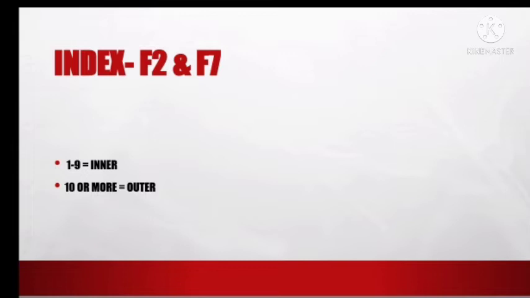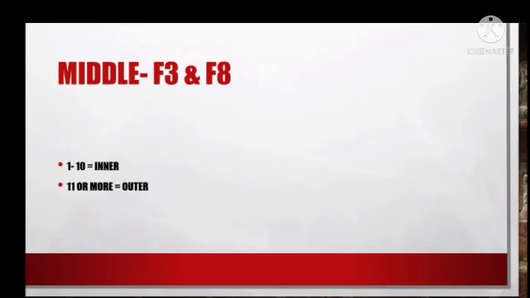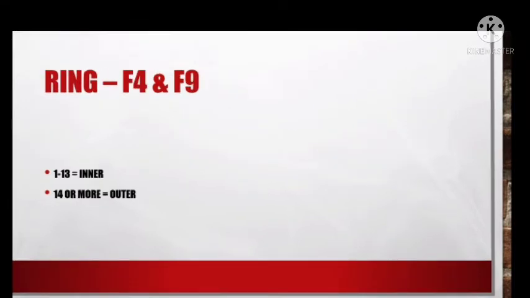Index, which is represented by finger 2 and finger 7: 1 to 9 is equal to inner and 10 or more is outer. Middle, which is represented by finger 3 and finger 8: 1 to 10 is inner, 11 or more is outer. Ring finger is represented by finger number 4 and finger 9: 1 to 13 is inner, 14 or more is outer.